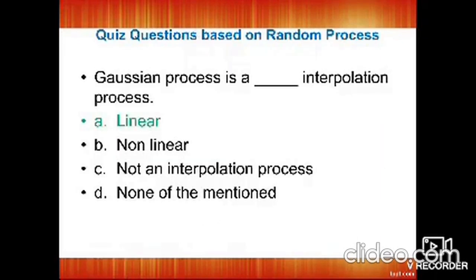So we have one quiz question based upon this random process: the random process is a dash interpolation process. It is always a Gaussian process is a linear interpolation process. Question again, Gaussian process is a linear interpolation process.